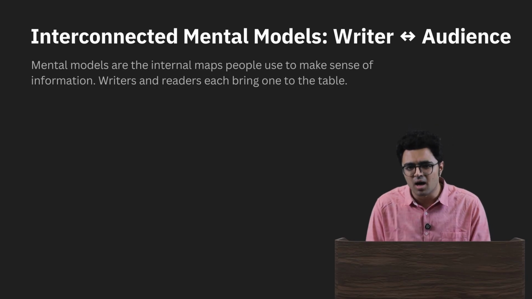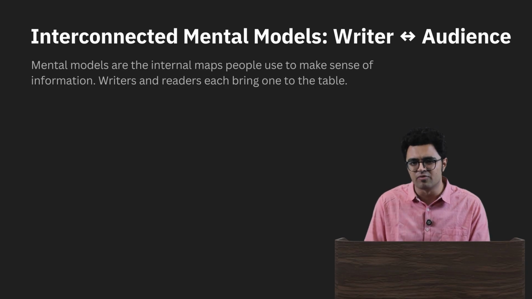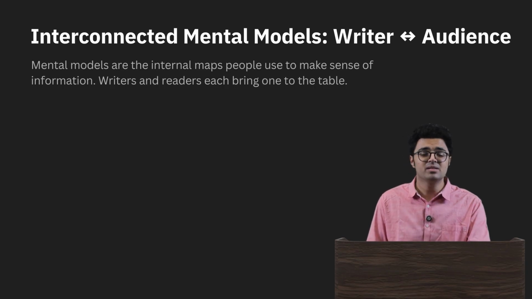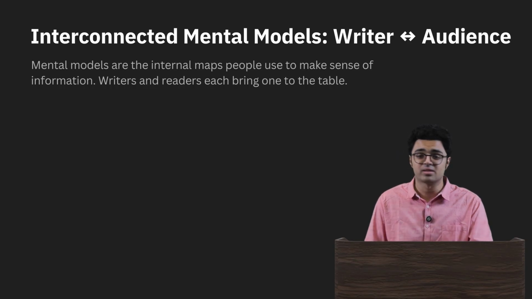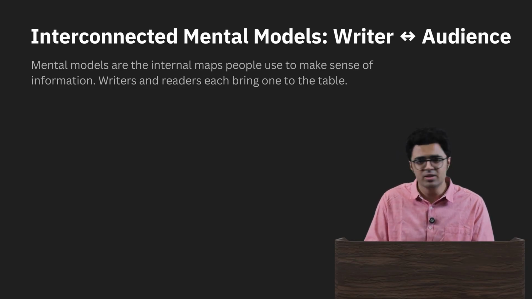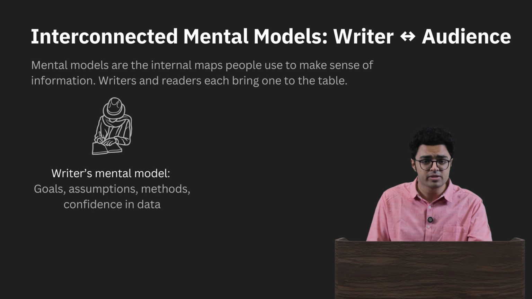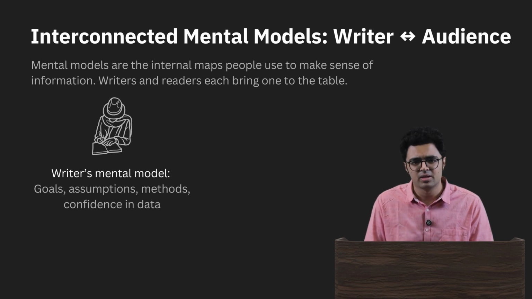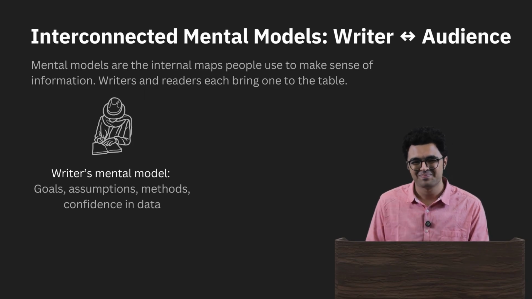Mental models are the internal maps people use to make sense of information. Writers and readers each bring one to the table. Writers have their own mental models, readers have their own. This is what a writer's mental model looks like. It has goals, it has assumptions, it has methods, and hopefully some confidence in data.